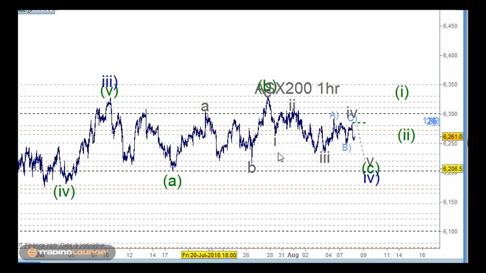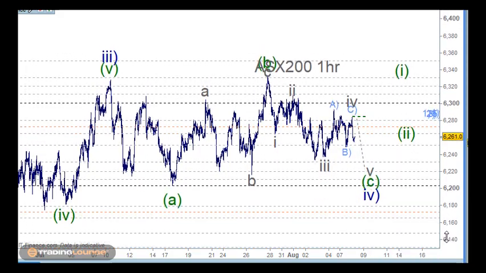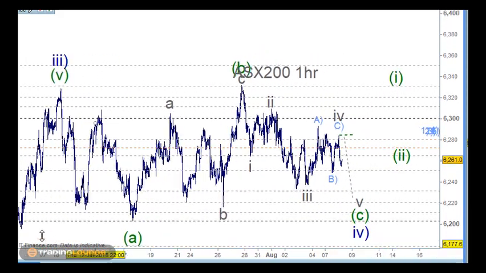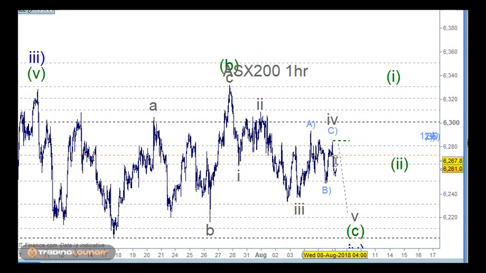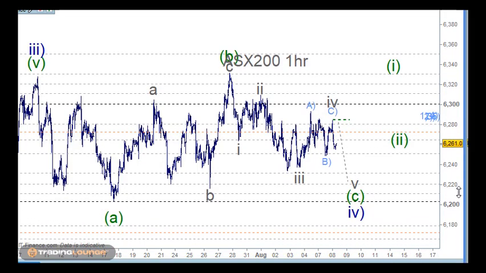But what we also have here is the accumulation process in a correction. So this whole correction here would be the accumulation process, and the trend moving up through here would be the distribution of that accumulation, Richard Wyckoff's work.